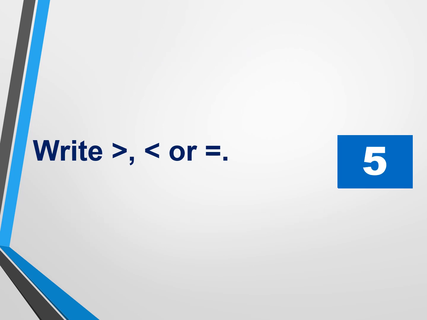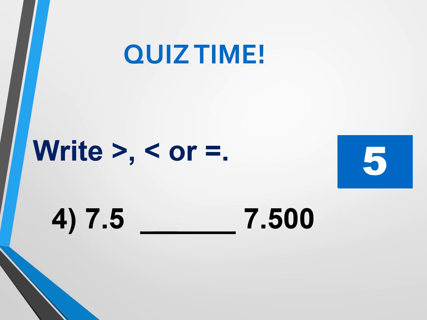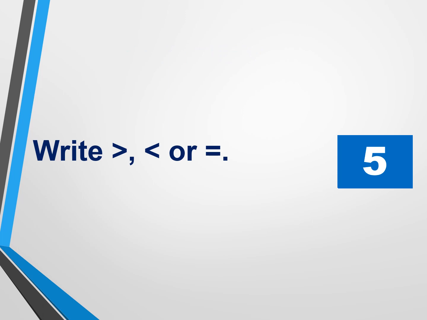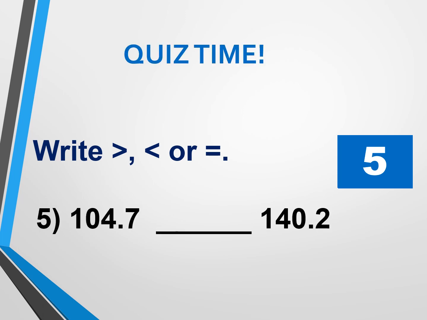Very good. And for item number 4, compare 7 and 5 tenths to 7 and 500 thousandths. Your timer starts now. Okay, time's up. The correct answer is equal. Great job. Okay, for the last item in set A, compare 104 and 7 tenths to 140 and 2 tenths.